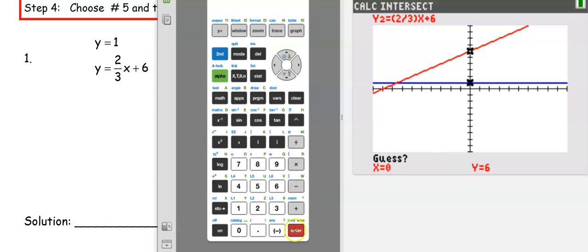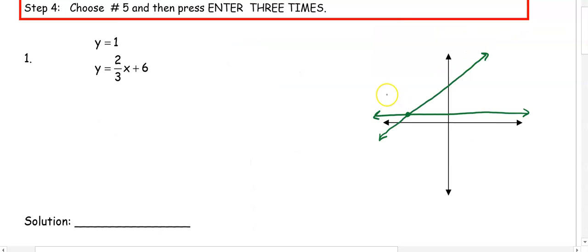1, 2, 3. It should say intersection at the bottom, so our intersection point is negative 7.5 comma 1. So at the intersection, we put negative 7.5 comma 1. And that's going to be our solution, negative 7.5 comma 1.